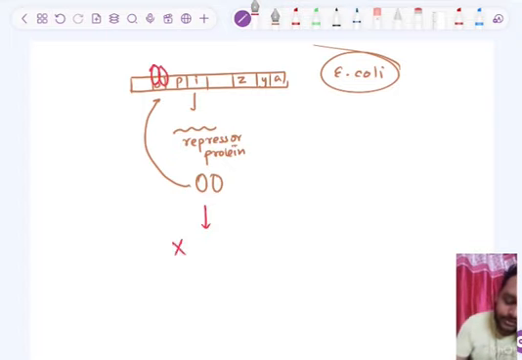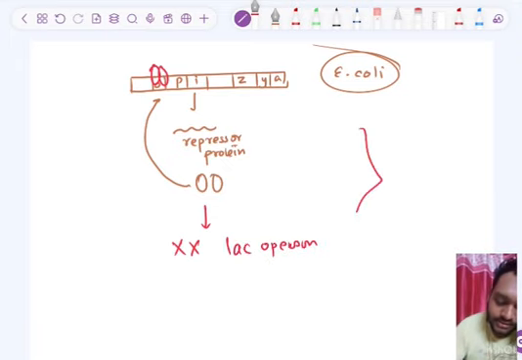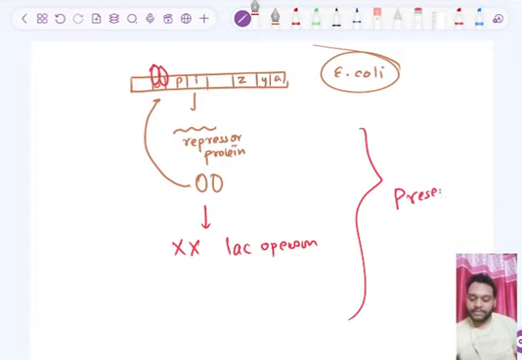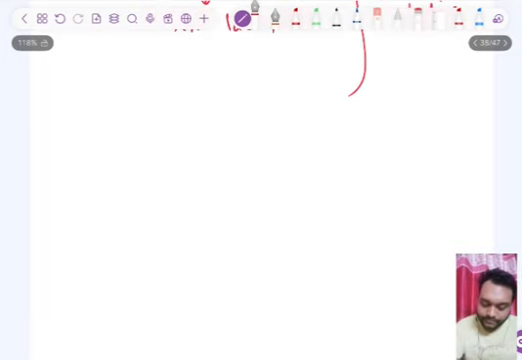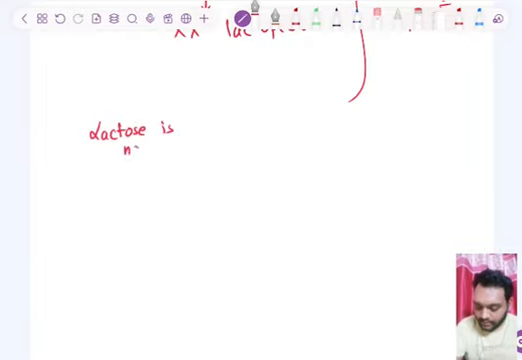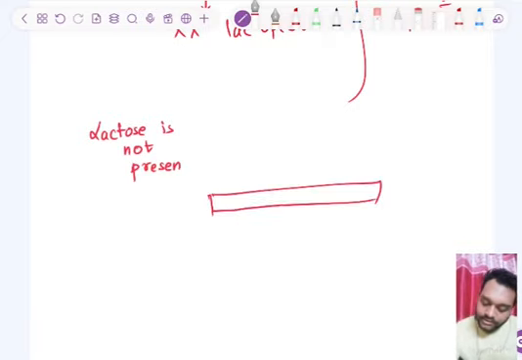This is in the presence of lactose, or abundance of lactose. Now, what happens when lactose is not present? When lactose is not present, what will happen? This is the operator, this is the promoter, this is the inhibitor, this is Z, Y, A.